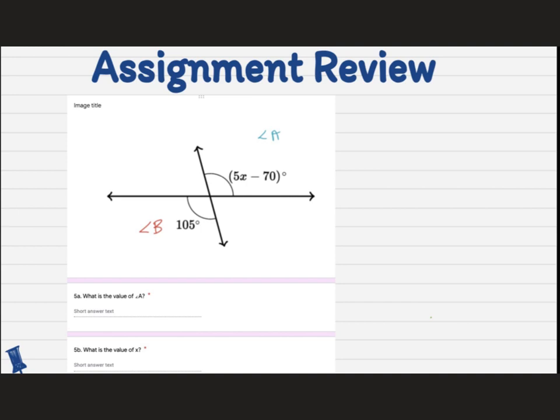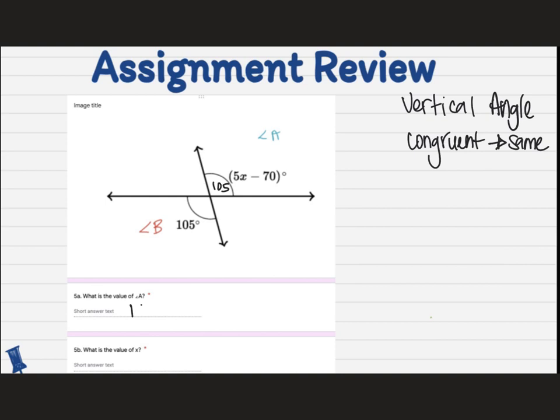Our next one is a vertical angle. And vertical angles are congruent, which simply means that they have the same measure. So if I'm looking at angle A and it's 5x minus 70, and its vertical angle is angle B, and they're going to be the same, that means angle A would also be equal to 105 degrees, because they are the same measurement. So angle A is 105.